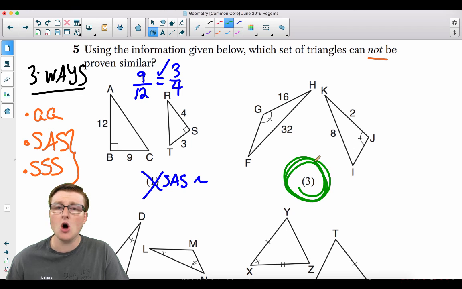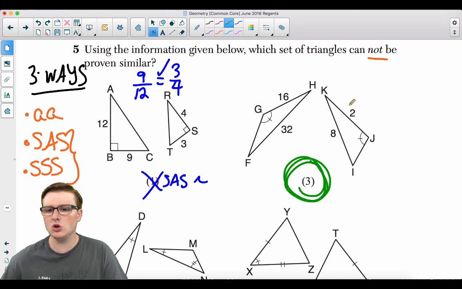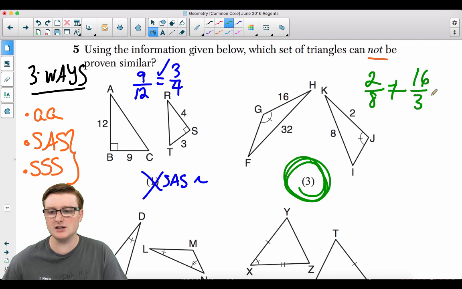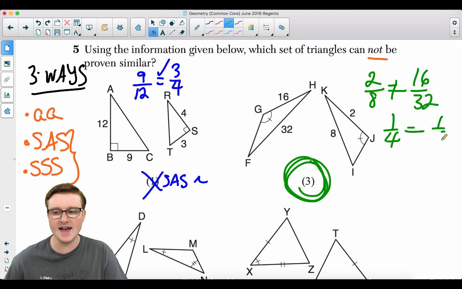not similar. Also, even if you didn't know that angle side side is not a similarity theorem to prove triangles similar, look at the lengths of the sides. 2 over 8 is not equal to 16 over 32. 2 over 8 is 1/4. 16 over 32 is a half. Those 2 fractions are not equal to each other.